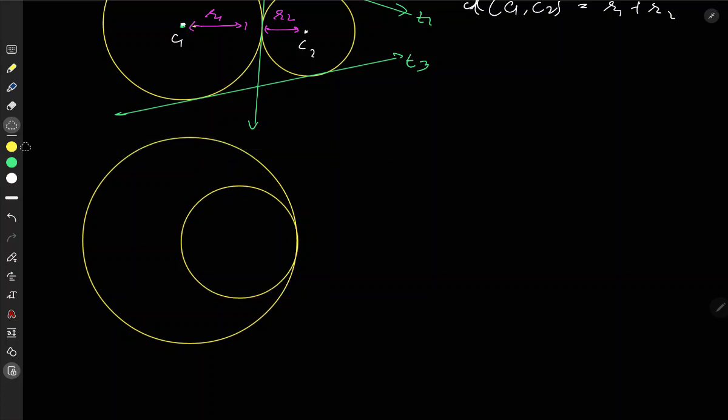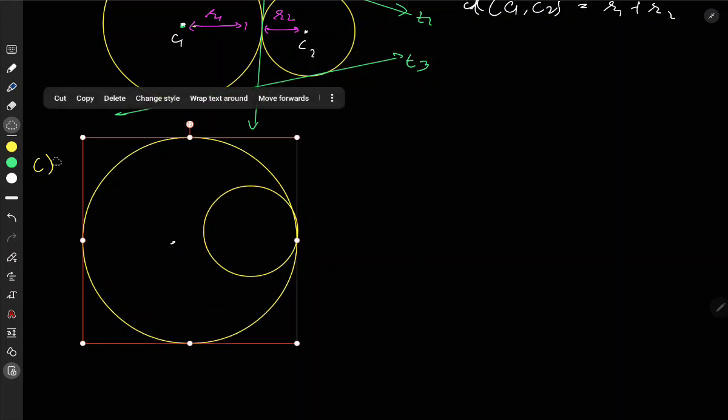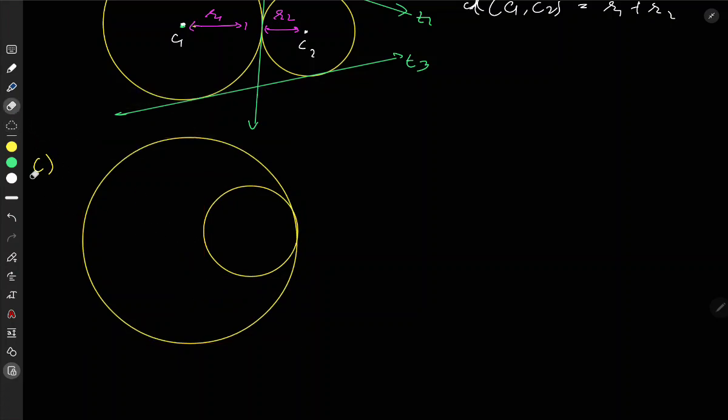Okay, and let us name this as C case. Let me reduce this a bit. So this be the center of the first circle, this be the center of the second circle, and so the number of common tangents would only be one, and that common tangent would be this, if you could see it.